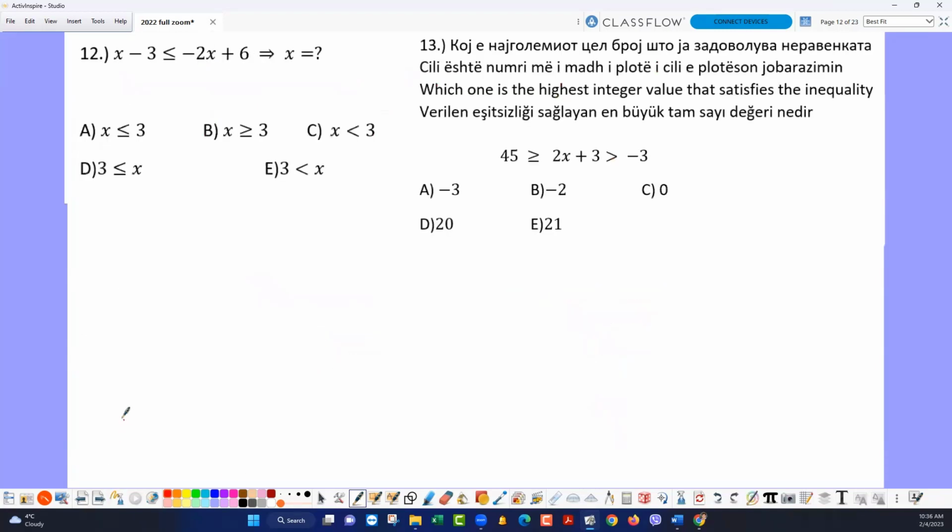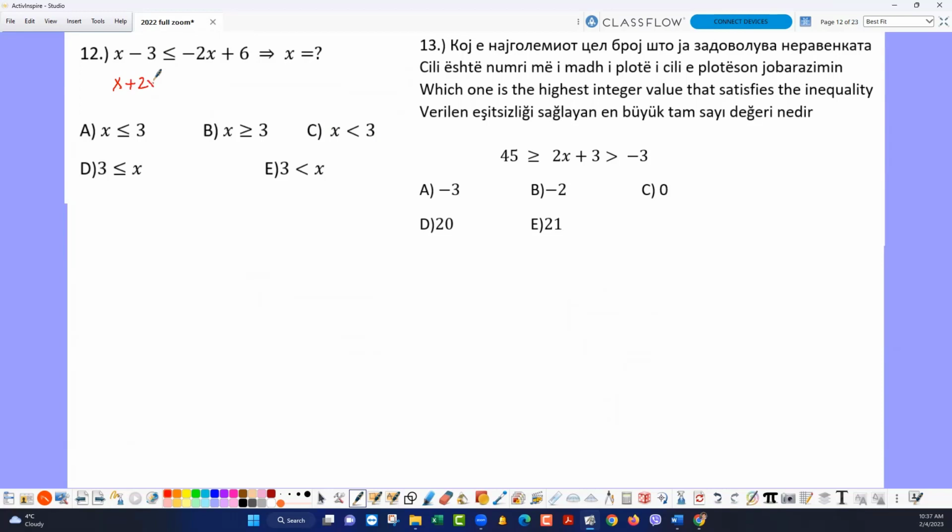Okay. Let's continue with the 12th question here. This is an inequality question. Inequality questions, we are solving like equality questions. Only the difference is we have to collect the terms to one side. When we divide by a negative number, we have to change the sign. That's the difference only.